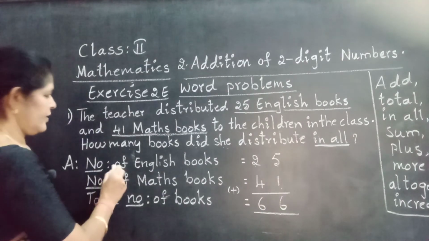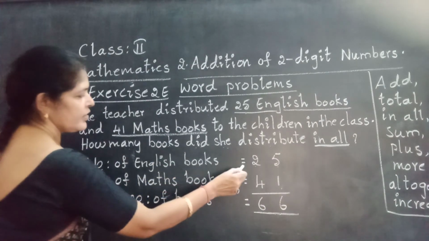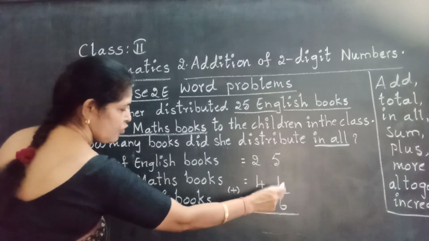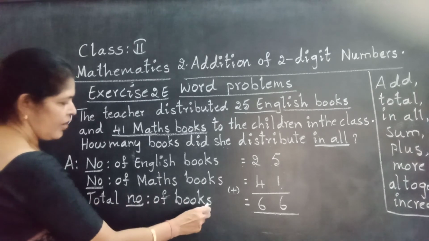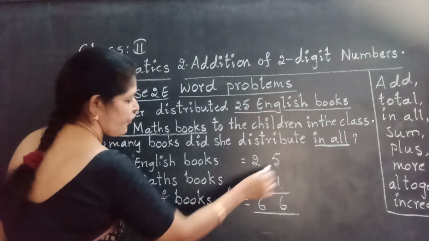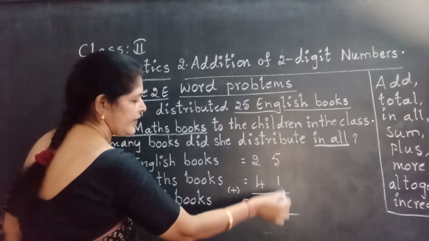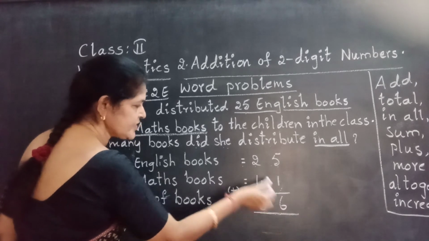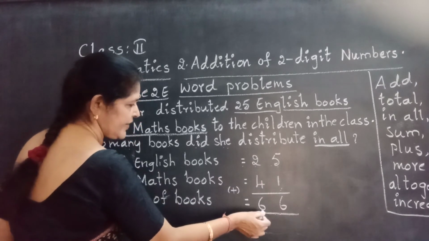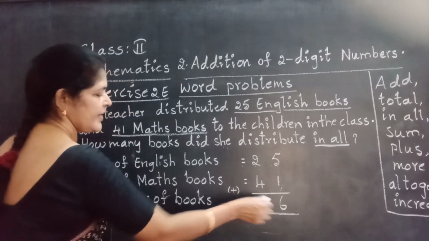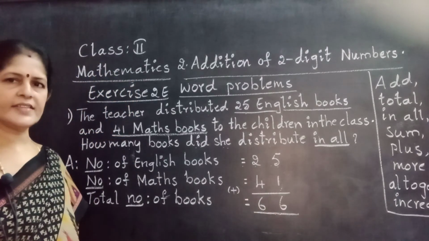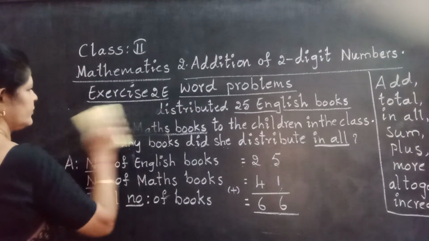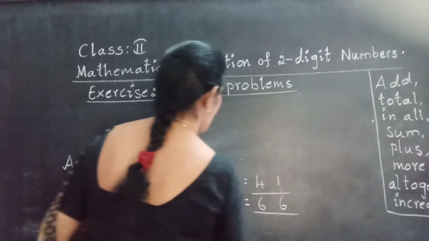Okay. Once again, number of English books equal to 25. Number of maths books equal to 41. Total number of books equal to 25 plus 41. Adding ones. 5 plus 1, 6. Writing the ones place. 2 plus 4, 6. Write in the tens place. Total books equal to 66. Understood? Can I go to next one? Okay, my dear children. This is going to textbook problem, Nana.